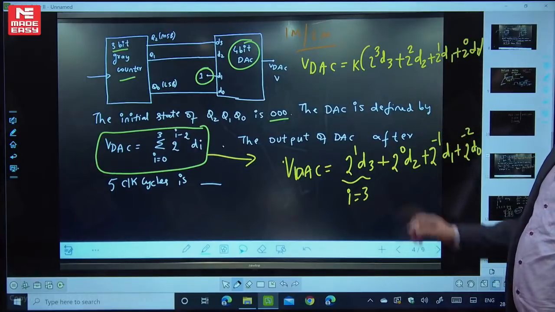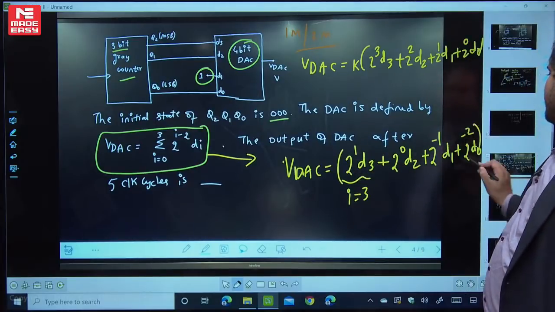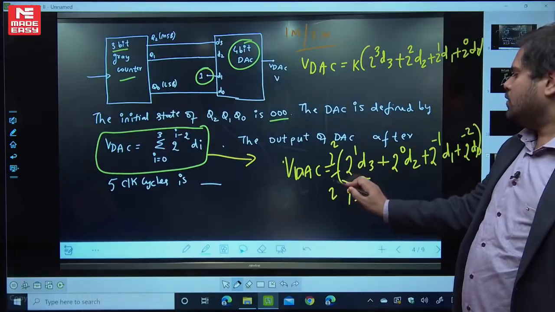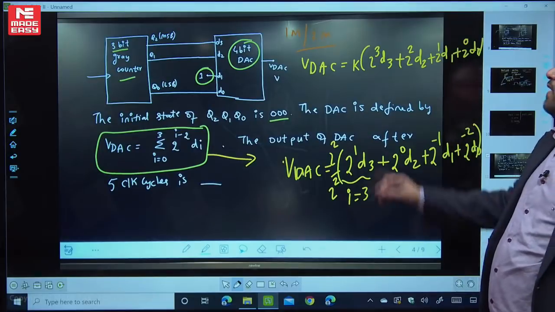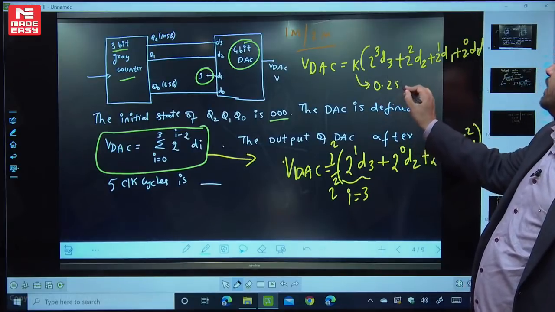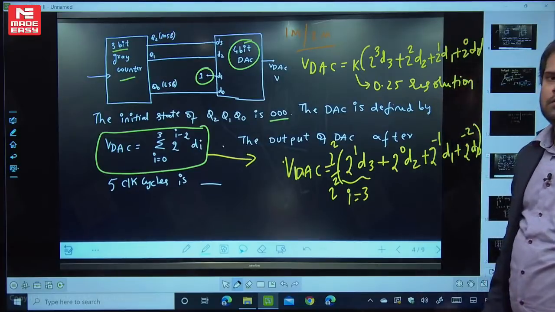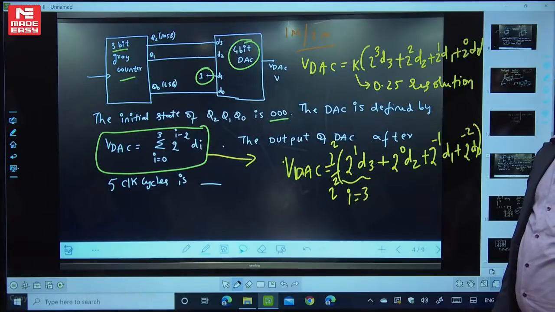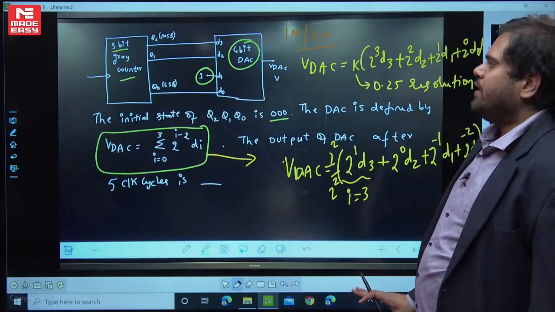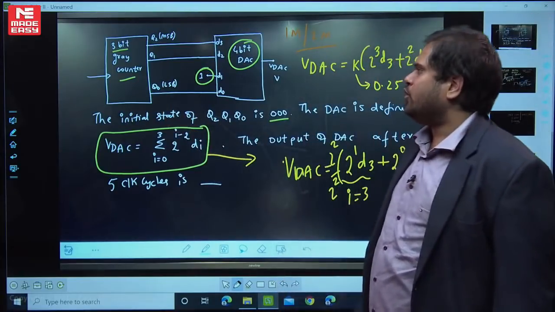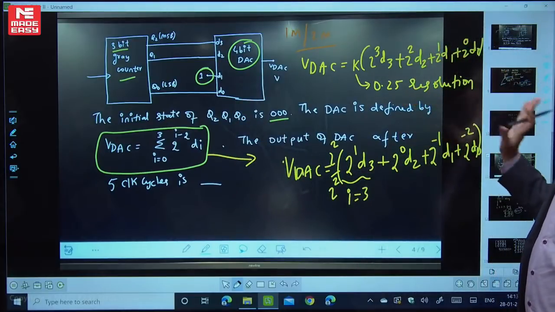Tell me what will happen. I will multiply and divide by 2 square. What happens if I multiply and divide by 2 square? You are going to get the standard format, and you are going to get the k value as 0.25. So this is nothing but my resolution. 0.25 is my resolution. That's it, very simple, understood? So in this question, I taught about the gray counter, and the DAC equation was given. I expanded the DAC equation and I got the resolution also.